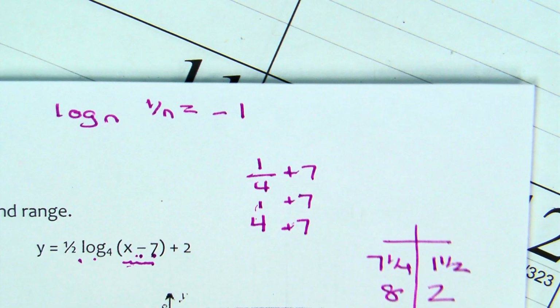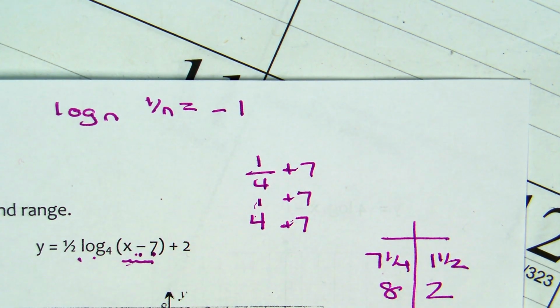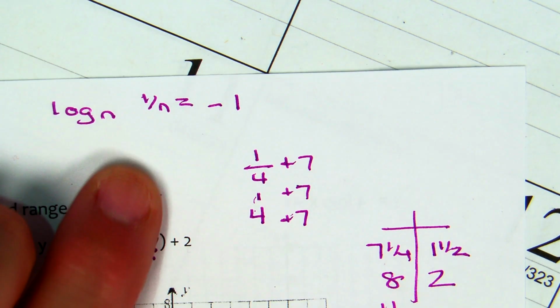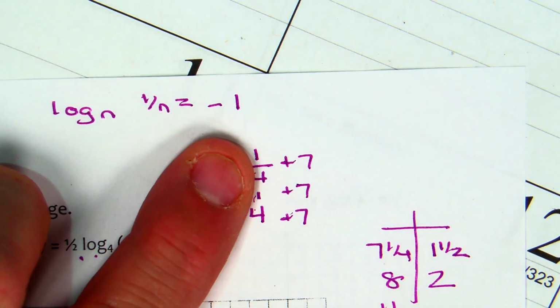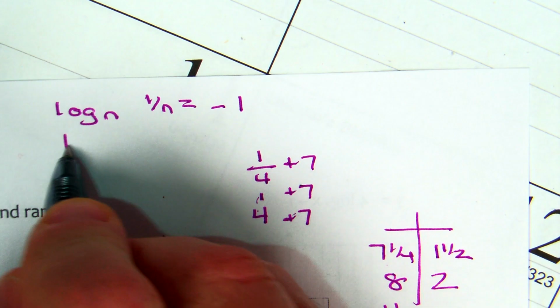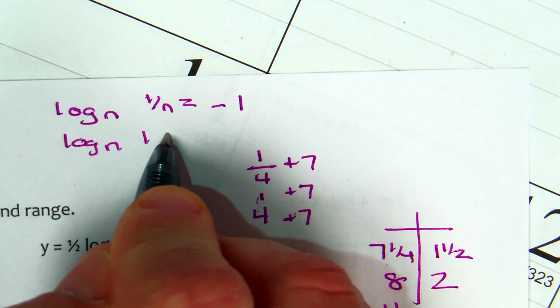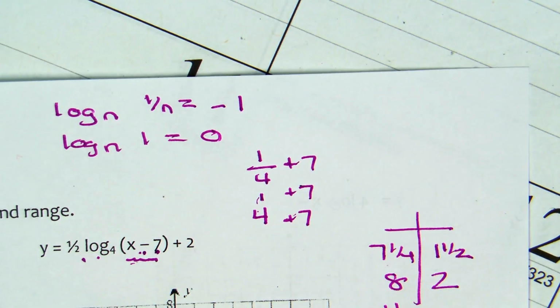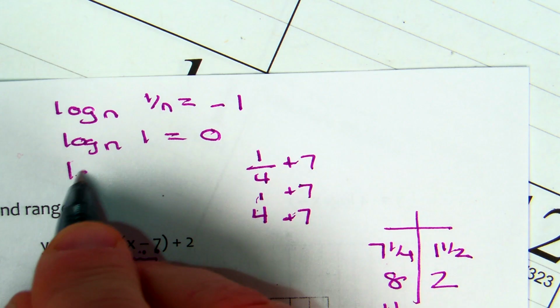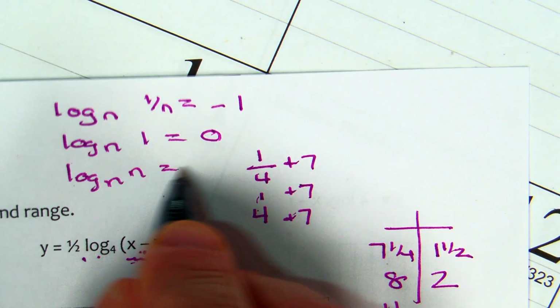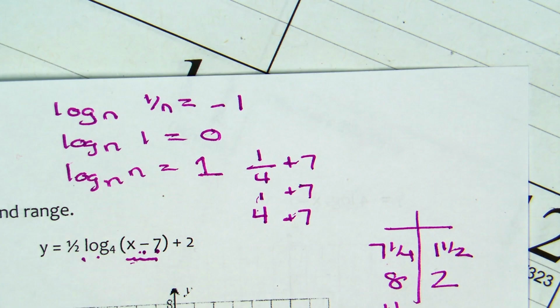Log base n of 1 over n is negative 1. Does that make sense? So whatever the base is, the log of 1 over that base is negative 1. Okay. Log base n of 1 is always 0. Make sense? And then the log base n of n is positive 1. That's what you need to be able to do.